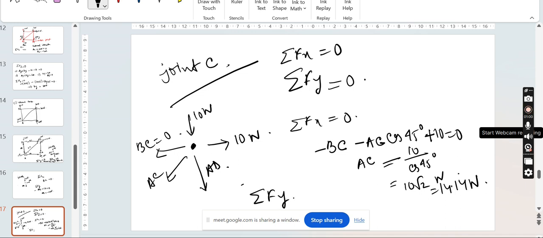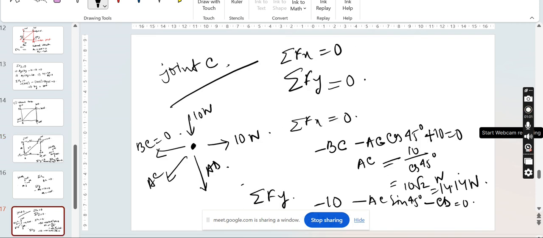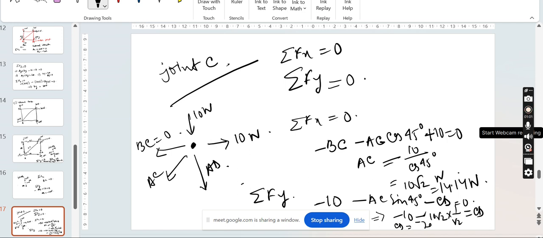Now we need to write it in y direction. In y direction, minus 10 minus AC sine 45 degree minus CD equal to 0. So we have already got CD is equal to minus 20 Newton. Let us see from here if we get the same thing. So minus 10 minus AC, which is 10 root 2, sine 45 degrees, root 2, is equal to CD. So we get CD is equal to minus 20.